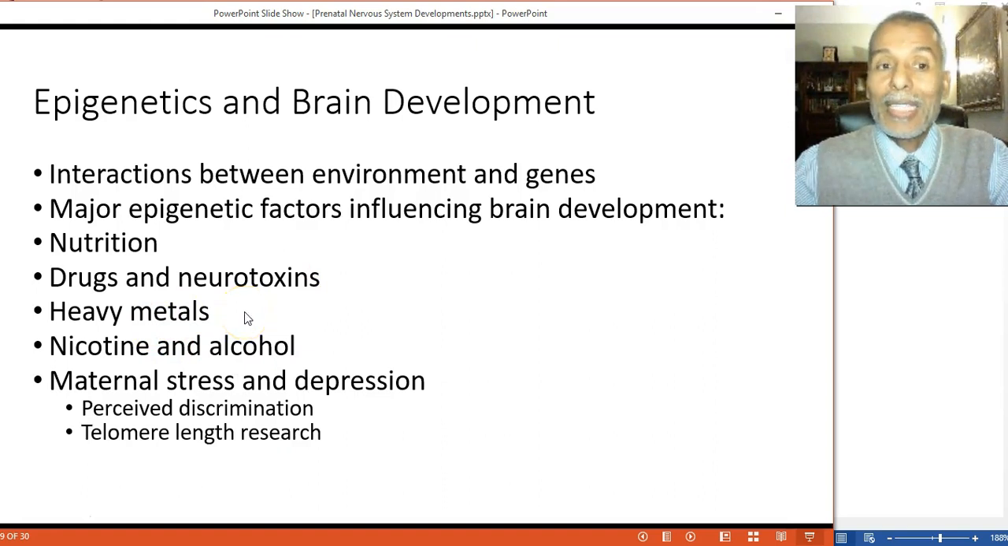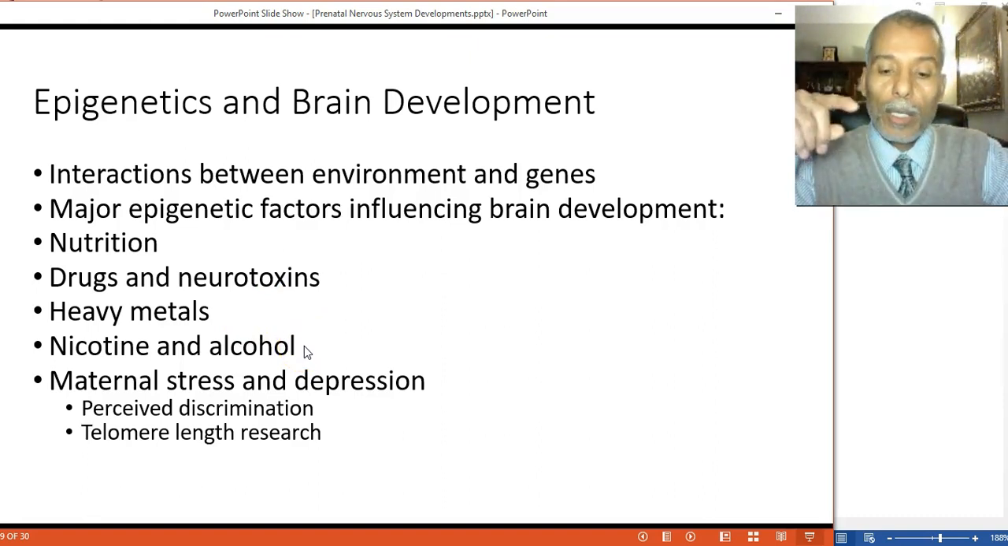Heavy metals like lead and mercury are known to cause damage to the nervous system, and especially at certain levels, they could really produce significant disabilities. Nicotine and alcohol. When the mother is smoking herself, of course, the baby's nervous system will grow at a slower pace, and that is going to cause a smaller weight and size of the brain.